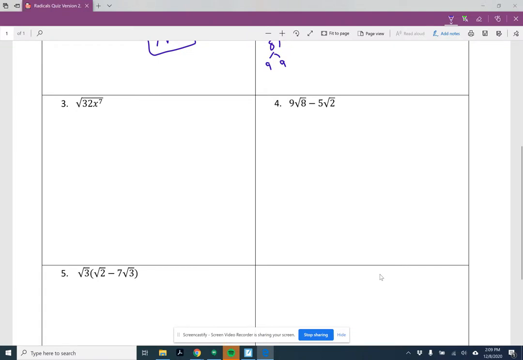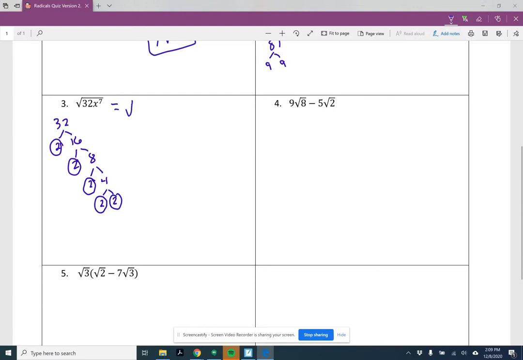Problem number 3. We're going to take that 32. We're going to write it as 2 times 16. You can break it down completely into a product of primes, or you can look at the 16 as being 4 times 4. I'm just going to break it down as a product of primes. So 2 squared and another 2 squared. Pair them up. That's the idea.